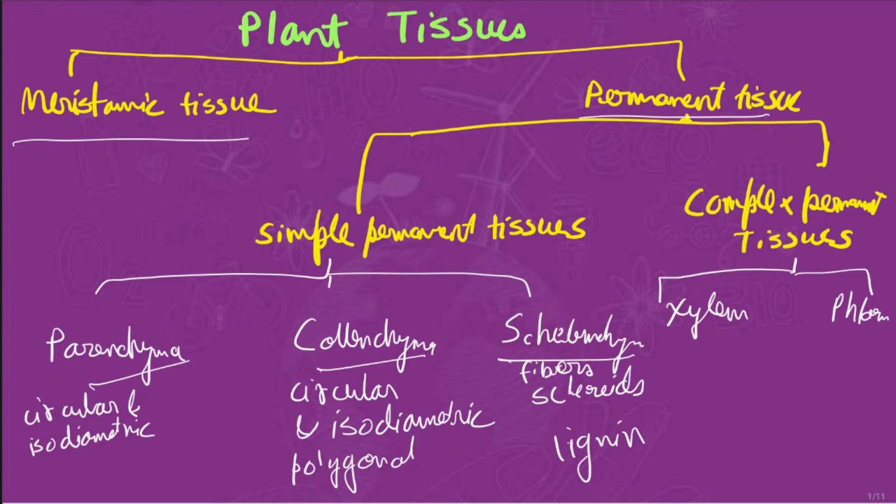The sclereids are of varied shapes: spherical, oval, or cylindrical. These cells possess lignified secondary cell walls. These are also dead cells with no protoplast in them. Sclereids are found in cortex, phloem, pith, seed coats, and fruit pulp. They provide mechanical strength to plant parts.